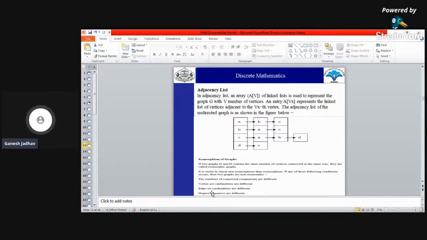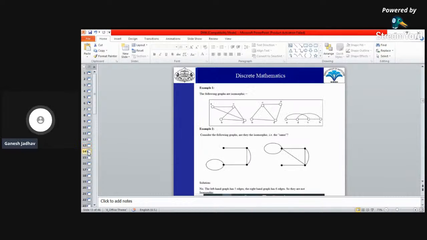Here you can say that the set of cardinalities is different and the degree sequences are also different. Here are three graphs. They say that these graphs are isomorphic. So what is isomorphic? How is it isomorphic?